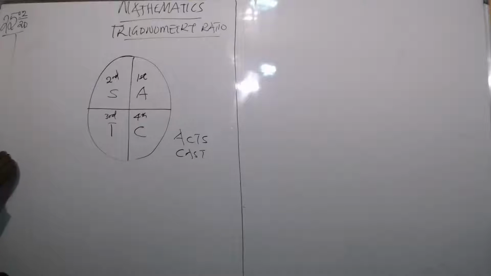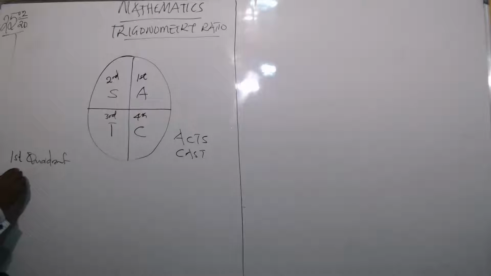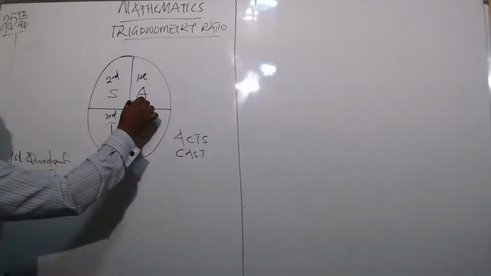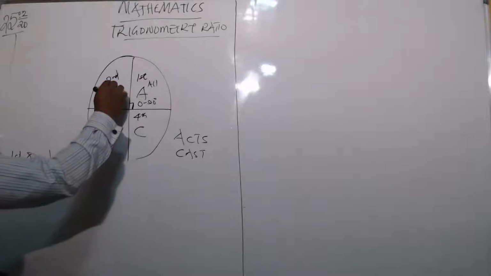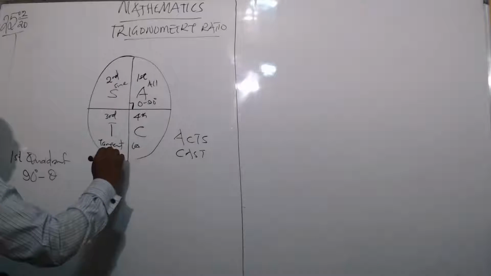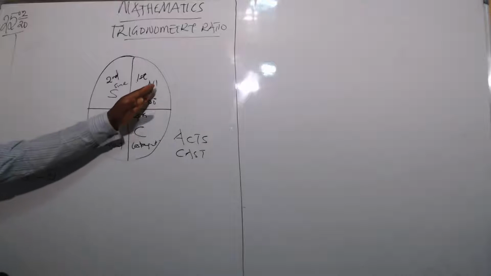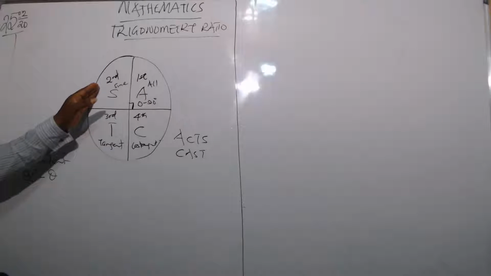So now we have the first quadrant, which is 90 degrees minus theta. That is from this side of the quadrant, which lies between 0 and 90 degrees. The A there means all. This one means sine. This one means tangent, and this one means cosine. That is, all the signs here are positive. In the second quadrant, only sine is positive.